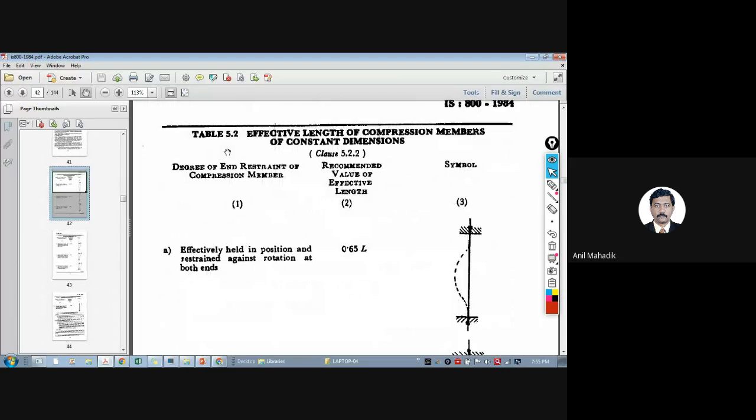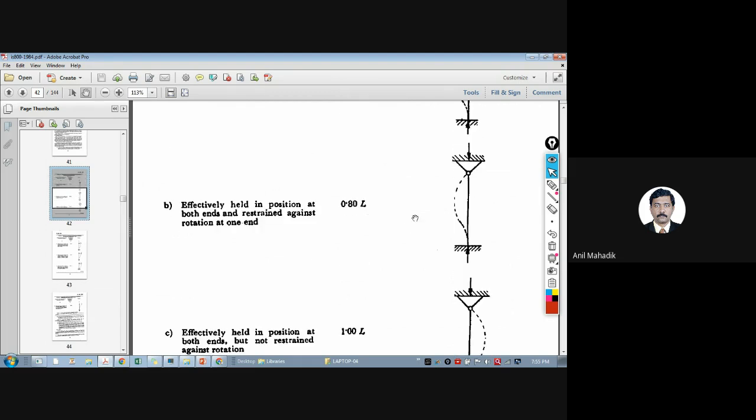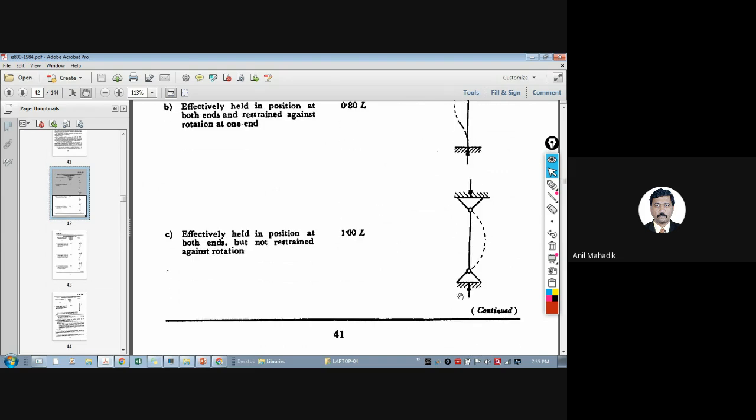So in Table 5.2 of IS 800, you will see the effective length values already given here. Effectively held in position and restrained against rotation at both ends, I mean fixed. If both ends are fixed, then this value is 0.65 L. If it is hinged at one end and fixed at the other end, 0.8 L. If both are hinged, 1 times L.